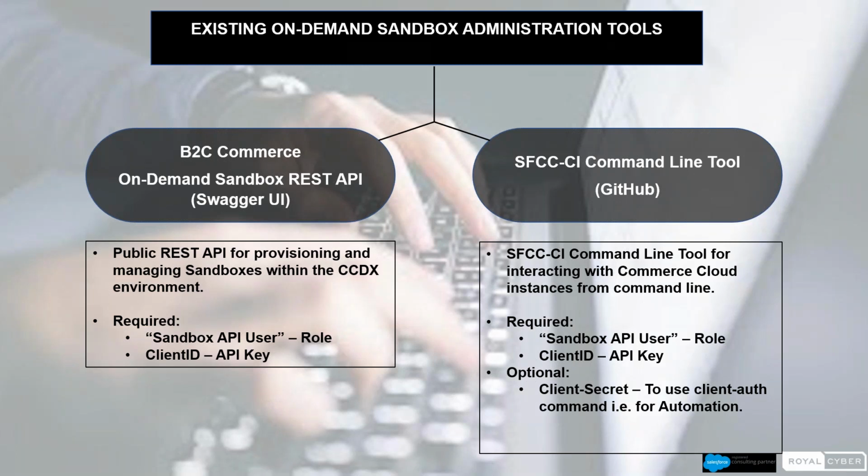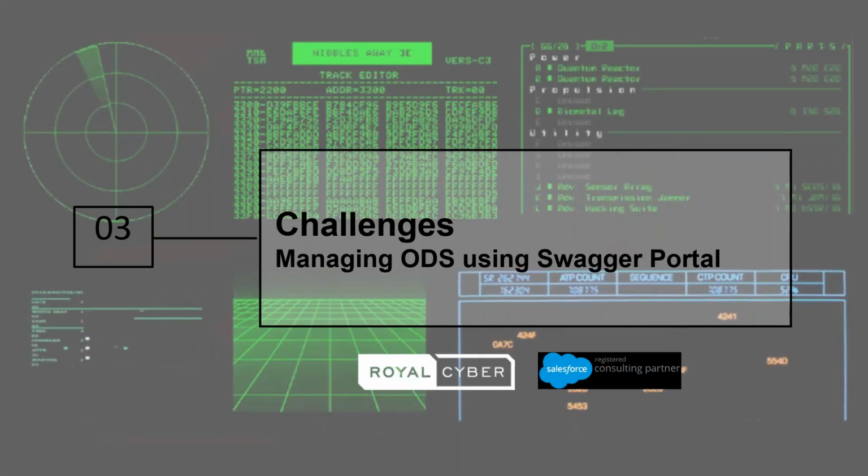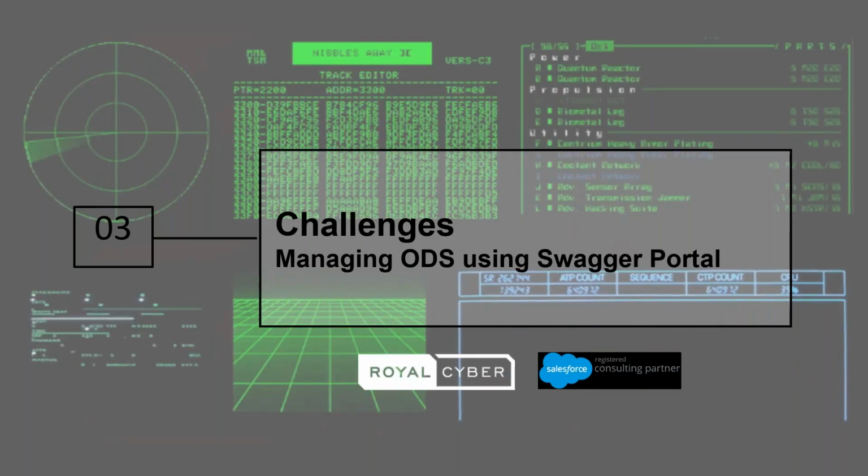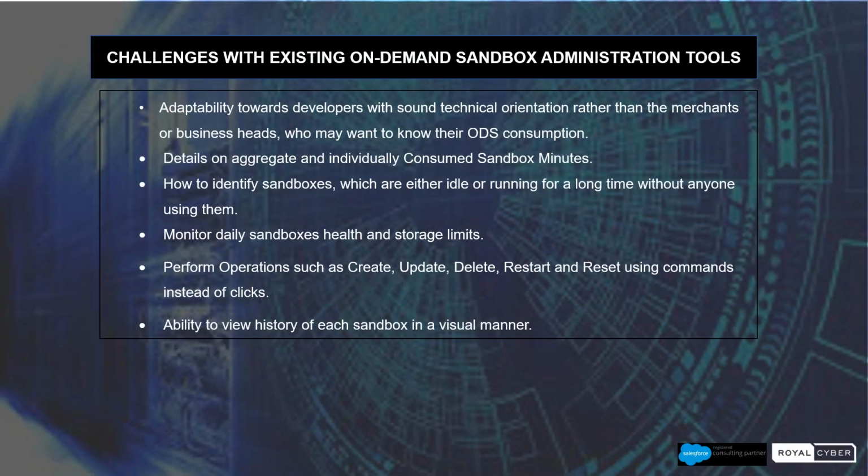Now let's come to the challenges. What are the challenges a user comes across when they use the Swagger tool? The biggest challenge, or I would say the hurdle, which also pushed us to come up with the idea of creating this kind of ODS dashboard, was that it lets only your technical people or administrators use this Swagger API portal, where you have to execute those commands.